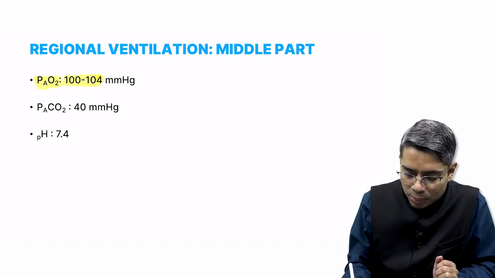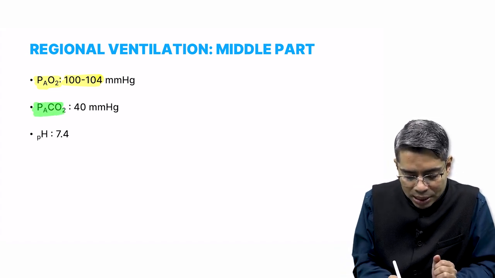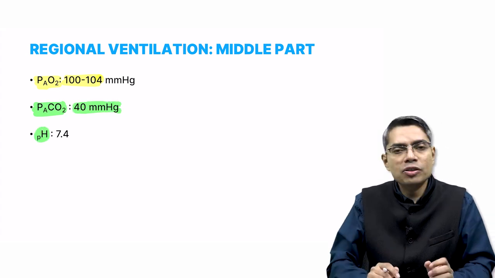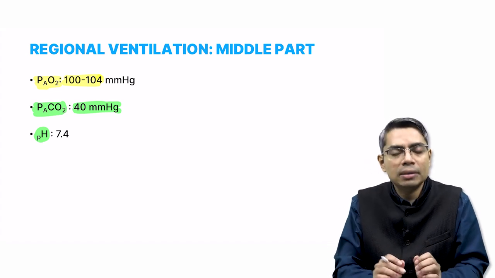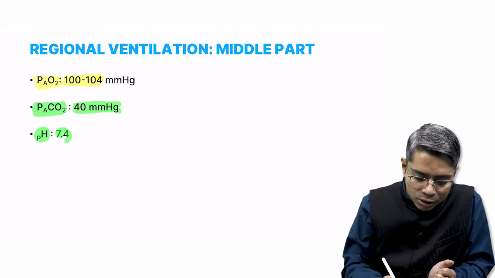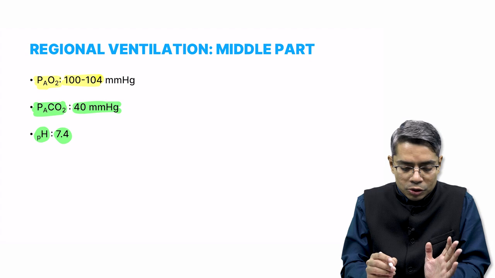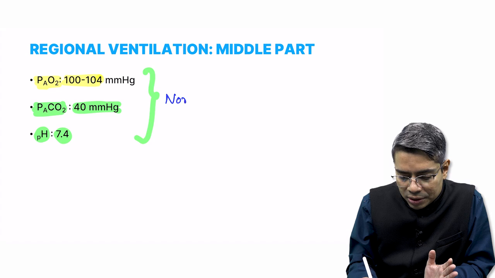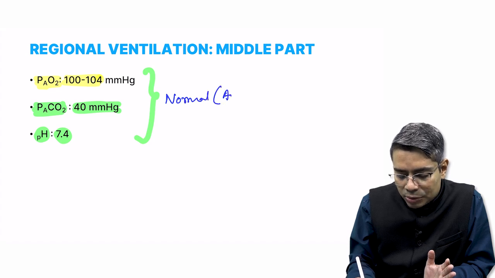If I ask you what is the normal partial pressure of carbon dioxide at the level of alveoli, that is 40 millimeter of mercury. And what is the normal pH of the capillary blood in the middle part of the lung, the capillary blood which is supplying the alveoli in the middle zone of the lung? The normal pH is 7.4. So in this middle part of the lung, everything is the normal value, and this is the average value, right?